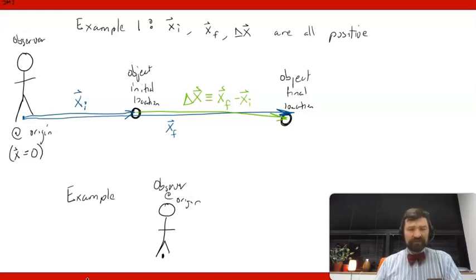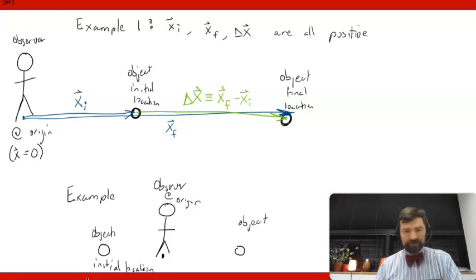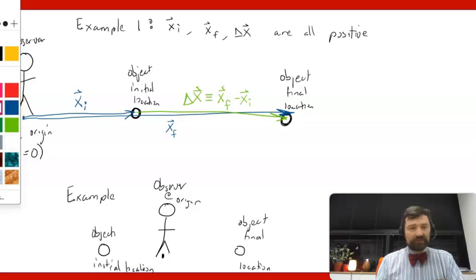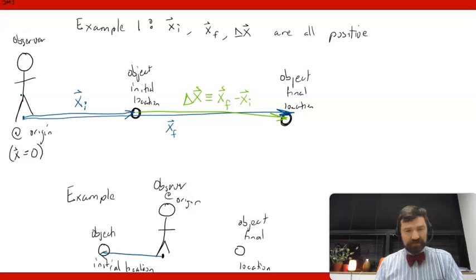Maybe I happen to have an object which is initially here, the object's initial location, and then maybe the object moves to somewhere over here, the object's final location.